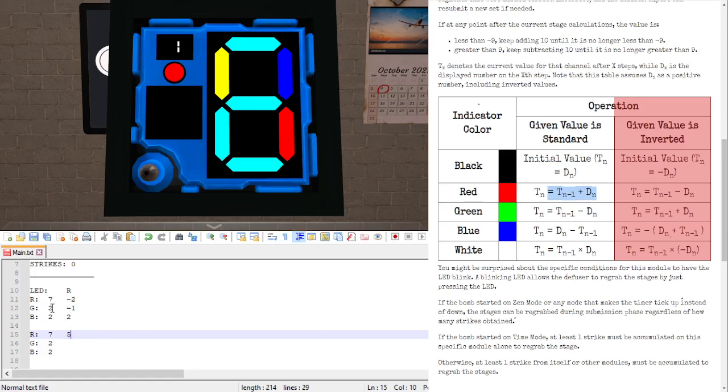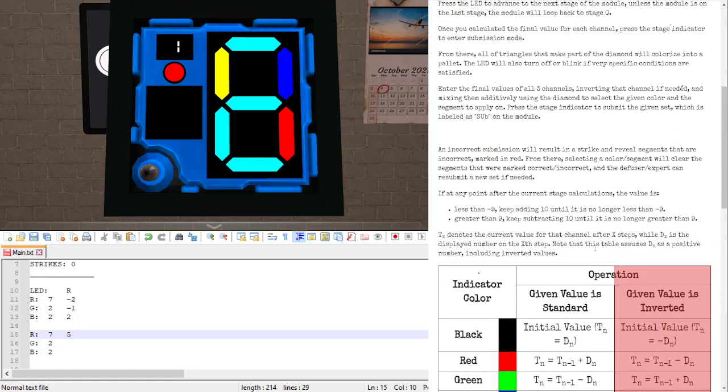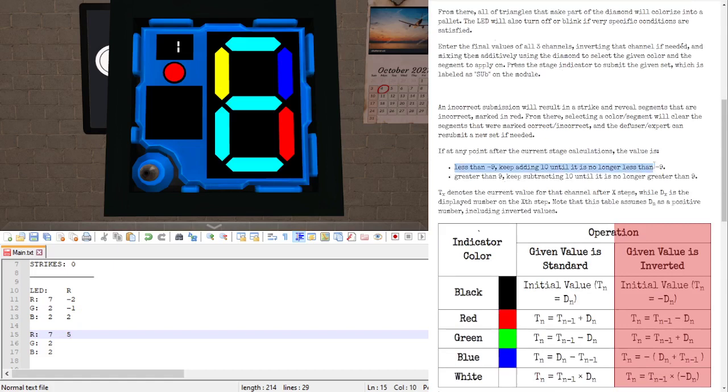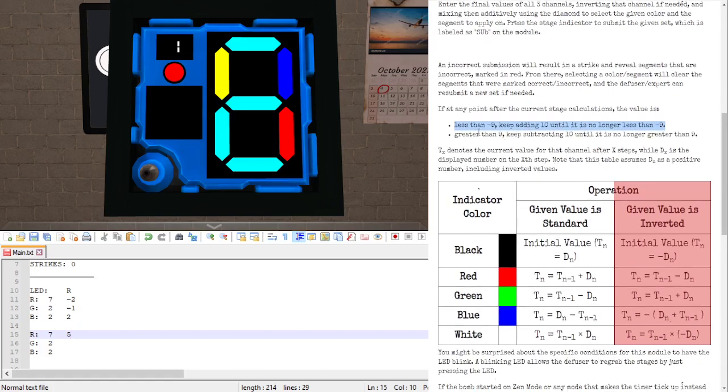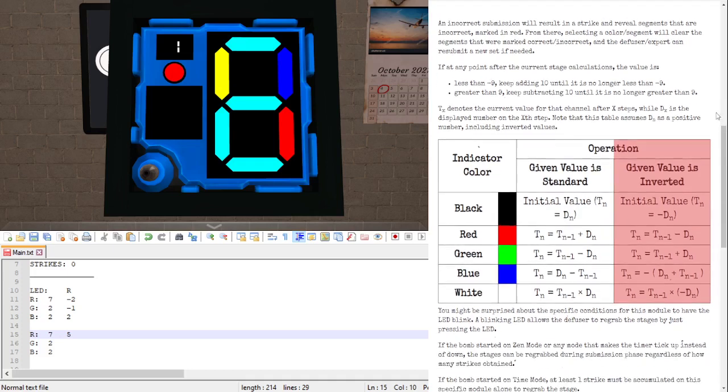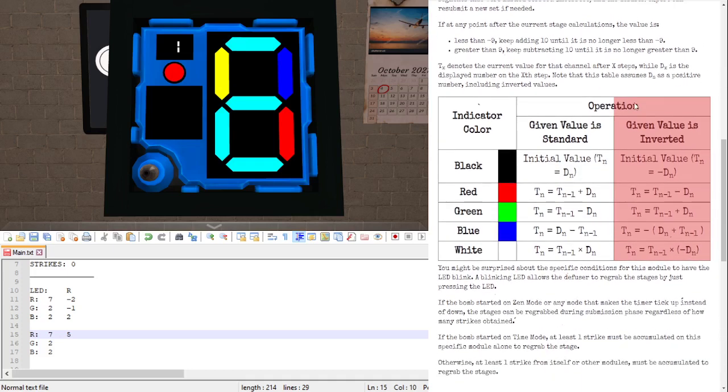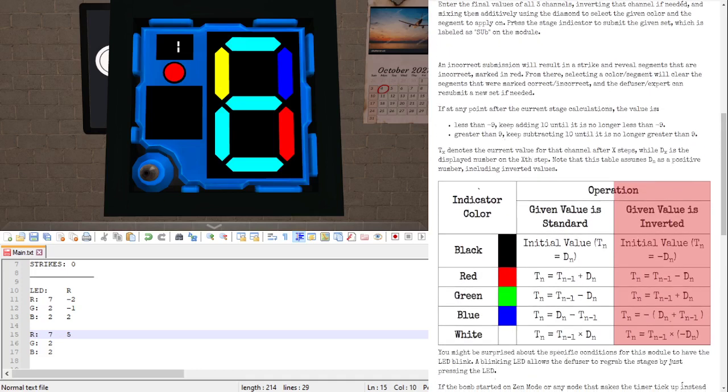Important note, we will not encounter it in this module. However, if the value in any calculation goes below -9 or above 9, then you immediately have to add or subtract the 10 until you get the number between -9 and 9 inclusively. So you always have a one digit number, which is either positive, negative, or 0.